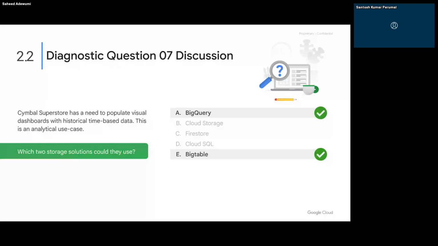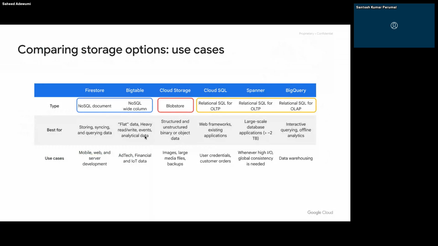So moving forward, we have comparing storage option use case. On the left-hand side, we have type and use case, and we have each tab. So let us go for the type. We have NoSQL documents. For Bigtable, we have NoSQL wide column. This difference is in category. If we can remember, earlier we talked about relational and non-relational. So these are one category. For Cloud Storage, we have blob store. For SQL, we have Cloud SQL, we have Spanner, we have BigQuery.